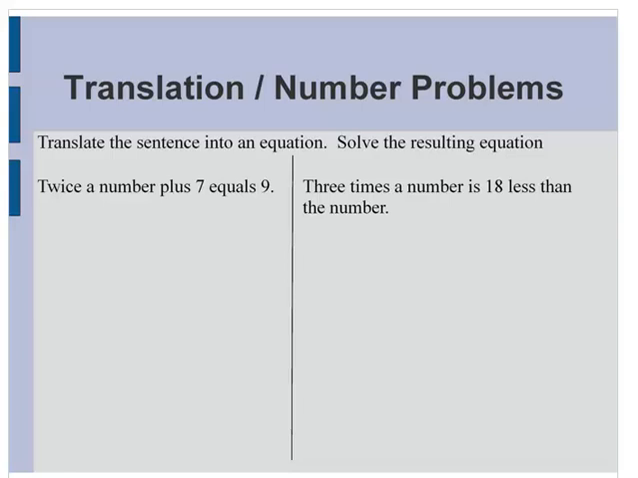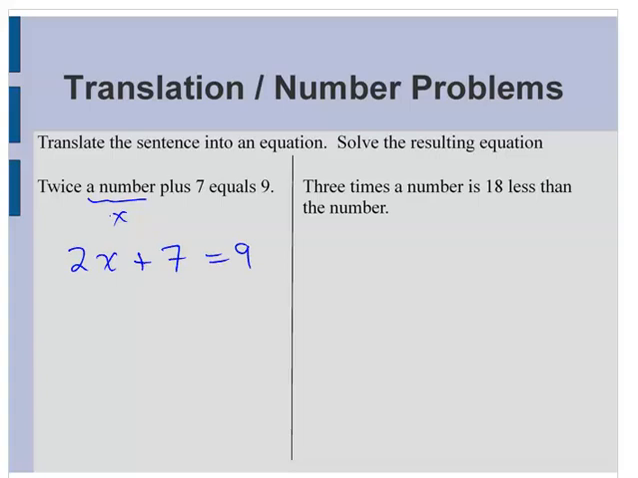Some problems are very straightforward. For example, here are a couple that involve just simple translations and then solving the equation. Twice a number plus 7 equals 9. Well, if we call that number our variable x: twice a number means multiply the number by 2, plus 7 equals 9.